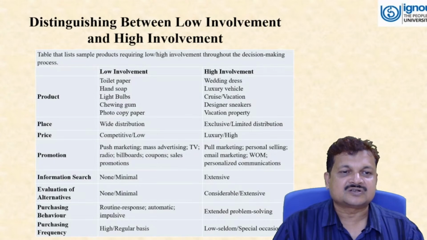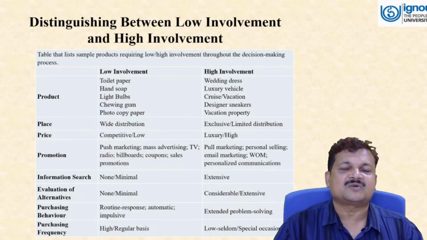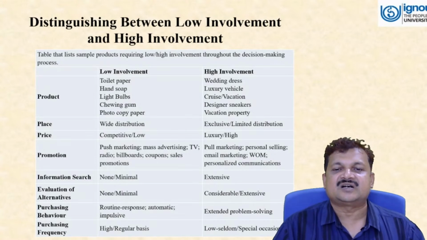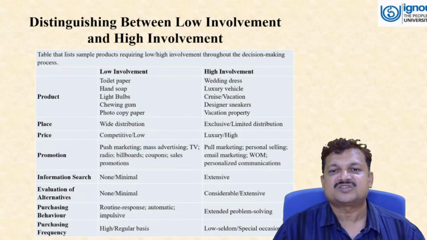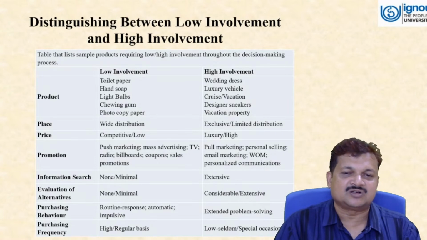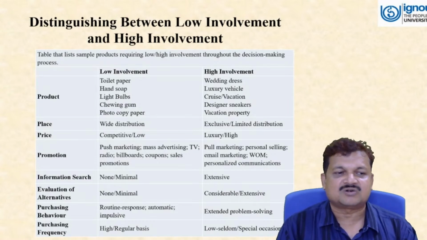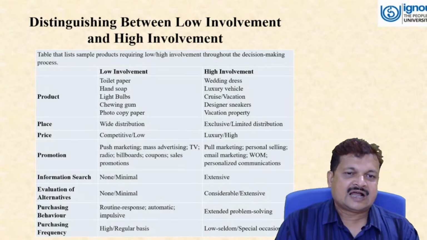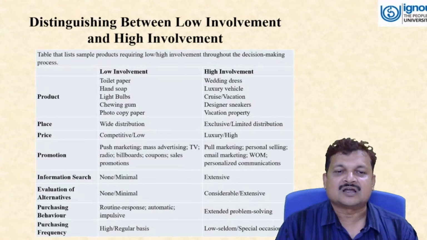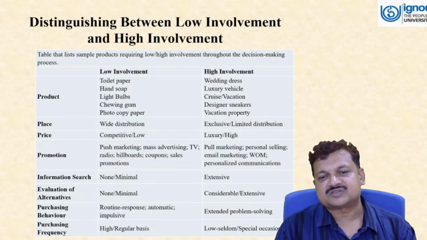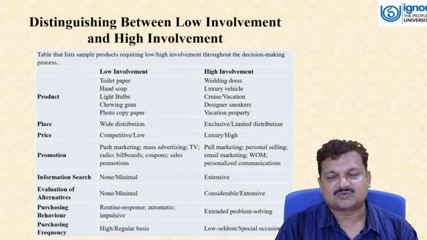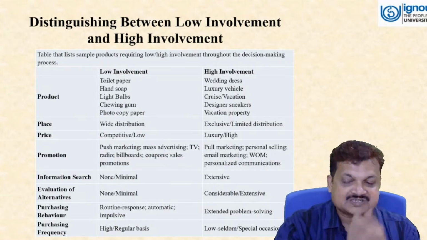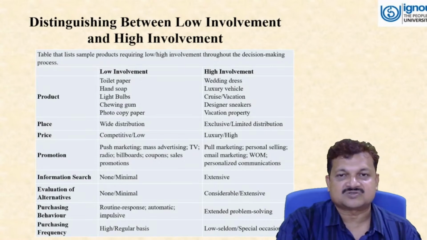Routine response, then automatic impulsive purchases you are going to do. You are seeing the brands for the first time, then you are selecting, extended problem solving. So here you are going for much more search, whatever information is available. If you are not satisfied with that, you go for more. High regular basis means regularly you are trying to see this particular brand, so it is a high frequency purchase. Low, seldom purchases: you are not purchasing this kind of product always, very rarely you try to purchase. So that's the kind of difference.